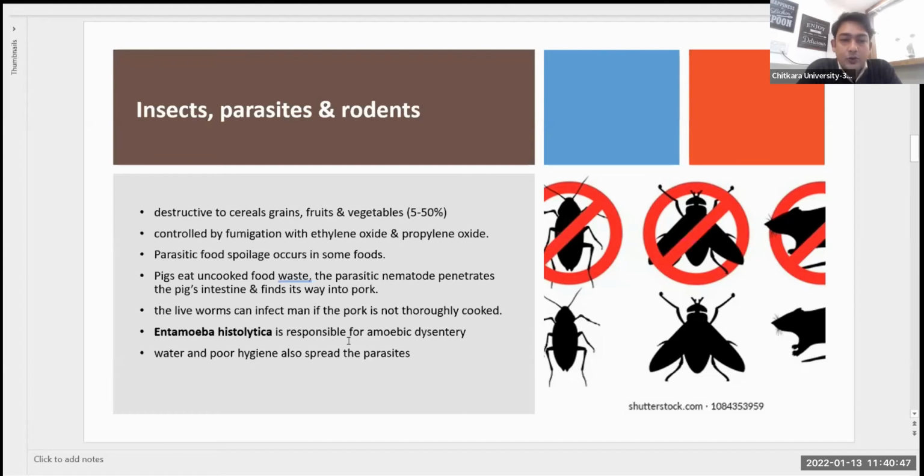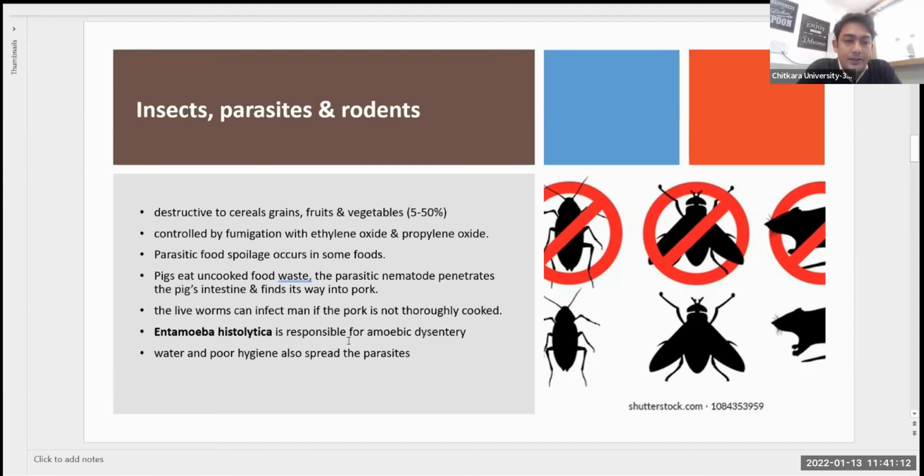Pigs eat uncooked food waste. The parasite nematode penetrates the pig's intestine and finds its way into the pork. This is very important: when cooking pork, we should cook it thoroughly, otherwise these parasites might penetrate the human body also. The live worm can infect a man if the pork is not cooked thoroughly.